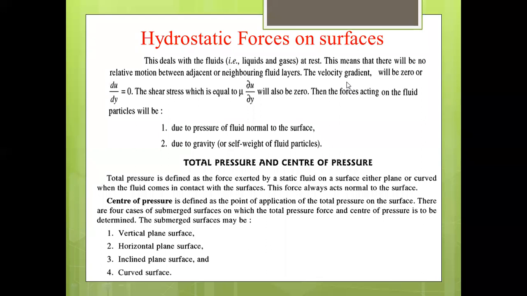So here in today's lecture, we are going to see this new topic, that is hydrostatic forces acting on the surface. Here we are going to find out the total pressure force acting on the horizontal plane surface, vertical plane surface, then inclined plane surface, and curved surface. These are the different conditions that we are going to see in this particular topic.